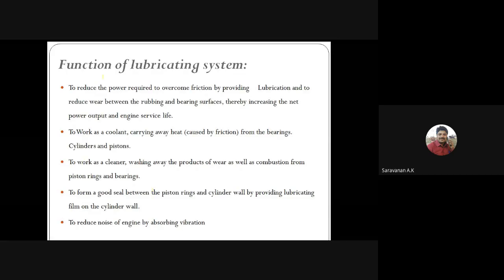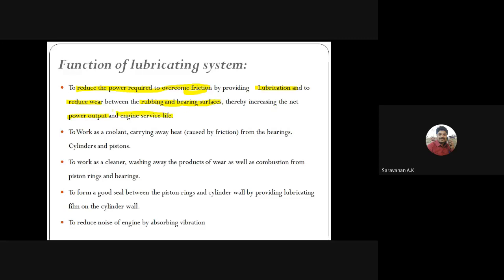Here you can see that it reduces the power required to overcome the friction by providing the lubrication, and it will reduce the wear, right? When we reduce the wear, where is the wear produced? On the rubbing surfaces. There only the wear is produced. Then it will increase the power output and the service life.